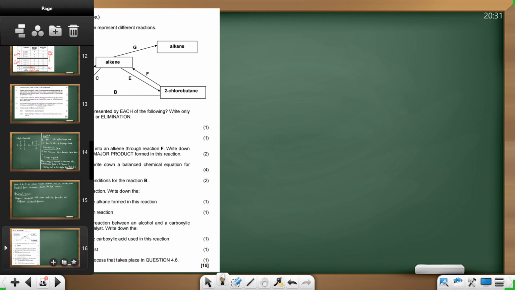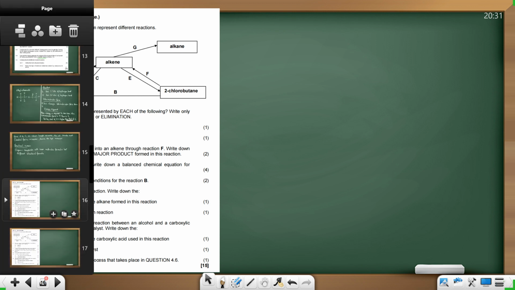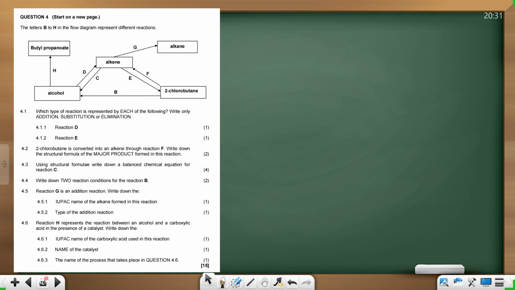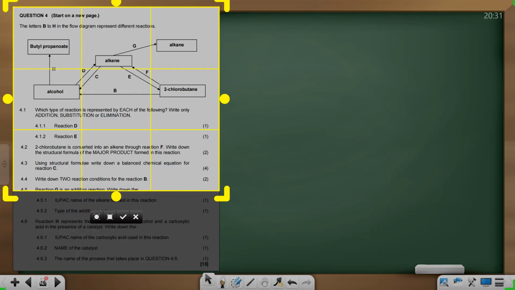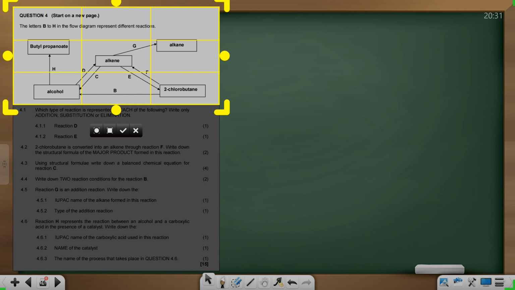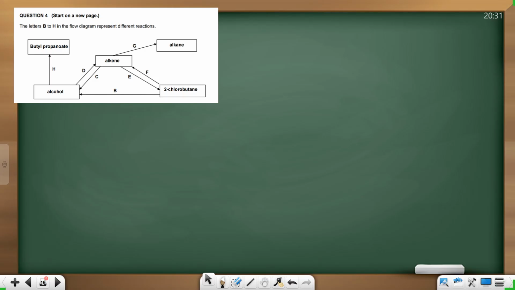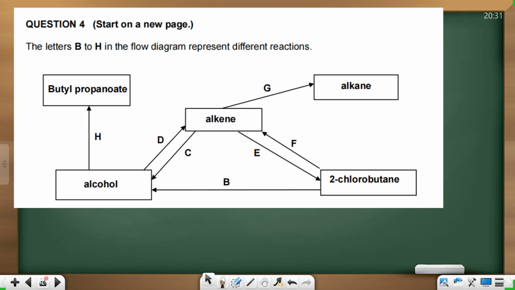This one I love. This is one of my favorites. SSS, SUE, and USA. If you know how to use that, you are good.